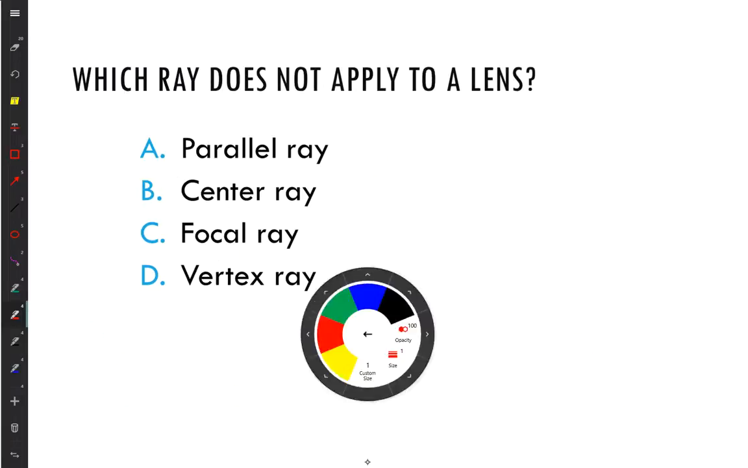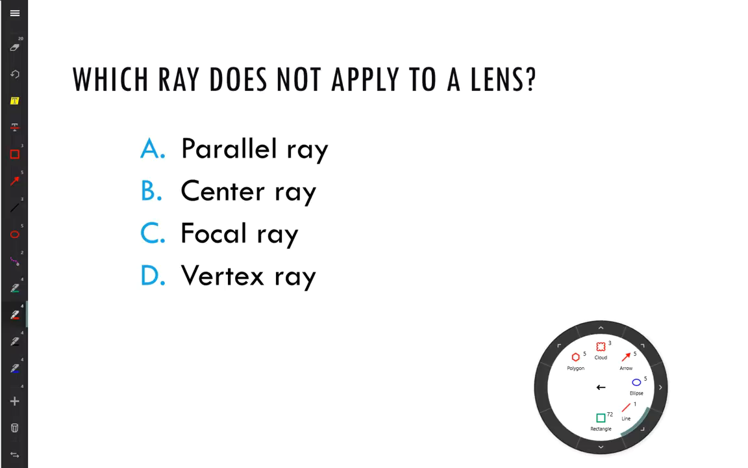So a question on this, actually, I'm going to keep this on that tool because I'm going to use it again later. Which ray does not apply to a lens? So which one did I not use in that picture?